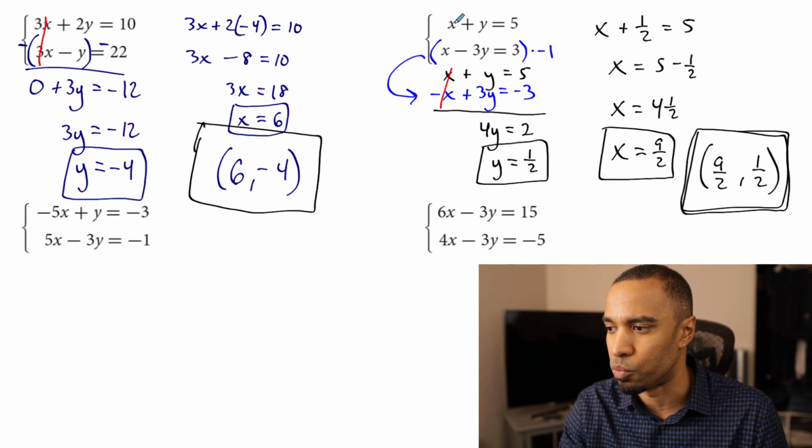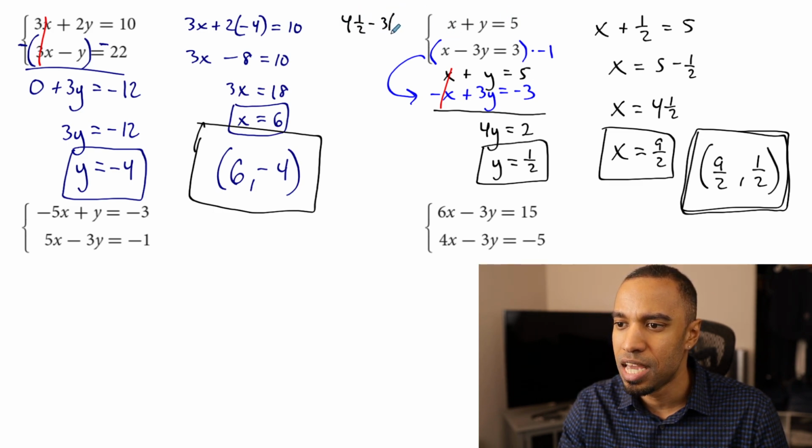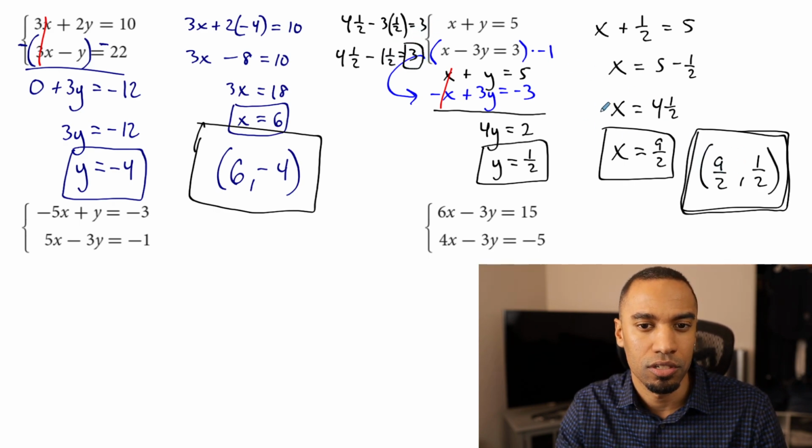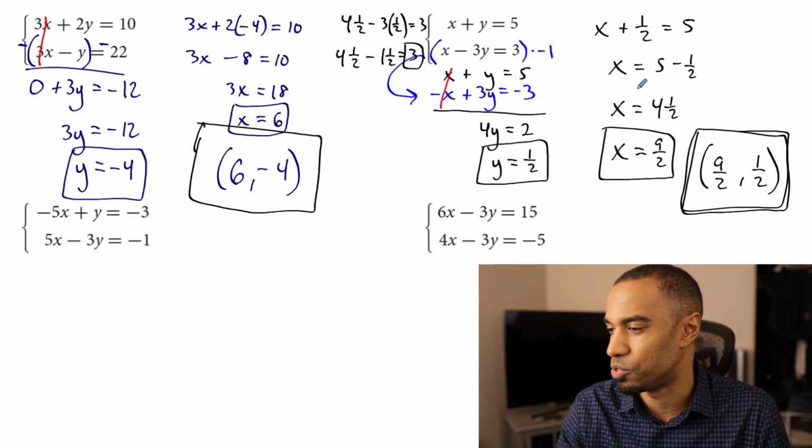The top equation works: 4.5 plus half equals 5. For the bottom one, we get 4.5 minus 3 times a half equals 3. Let's check that out. 4.5 minus 1.5, yep, that equals 3. That one pans out. So it's a fraction answer, too bad, but it is the final answer, and that's the one that works.